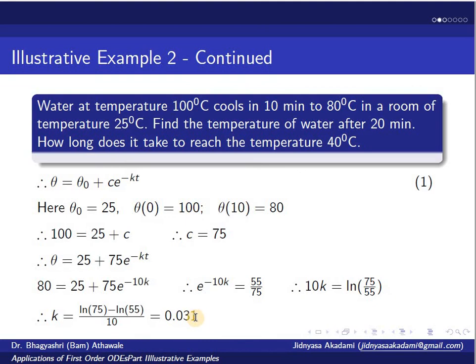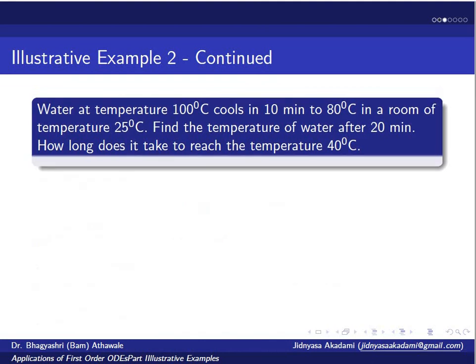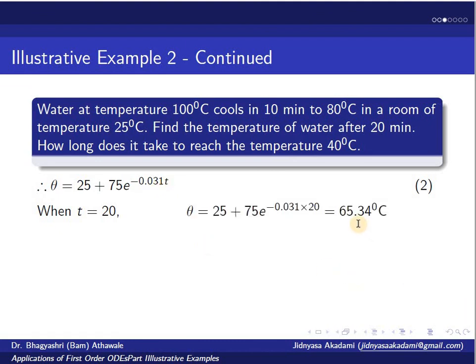So, now after putting the values of theta naught, C and K, our final equation is theta is equal to 25 plus 75 e raised to minus 0.031 T. Now when T is equal to 20, putting that value here, we can calculate the value of theta using a calculator, and that is 65.35 degrees Celsius.